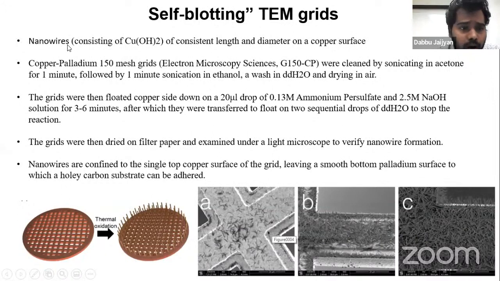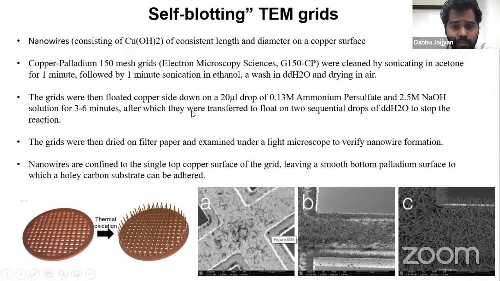So how are these generated? If we have a copper palladium grid of 155 mesh grade from this company, then first these grids will be cleaned by sonicating in acetone for 1 minute, followed by 1 minute sonication in ethanol, and then washed in water and dried in the air. After that, the grid will be put upside down, copper surface down, on a 20 microliter drop of 1.13 molar ammonium persulfate and 2.5 molar sodium hydroxide solution for 3 to 6 minutes. During this time, a chemical reaction will happen that will generate these nanowires on the copper side of the grid.